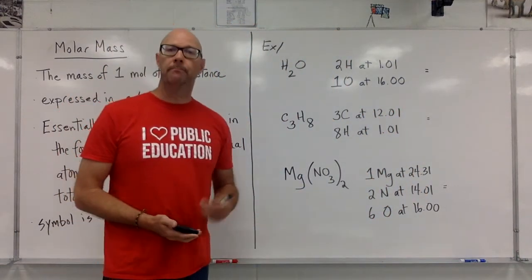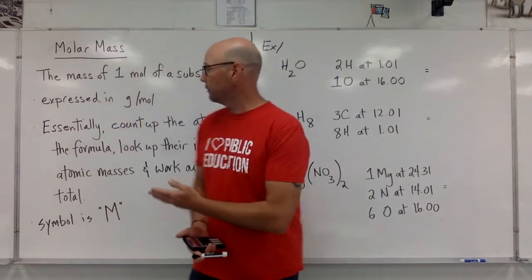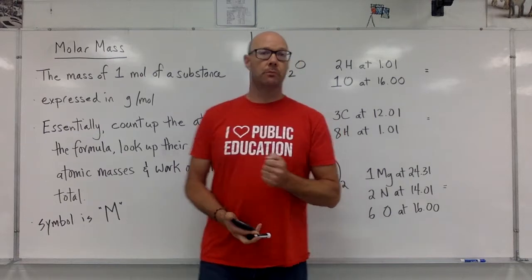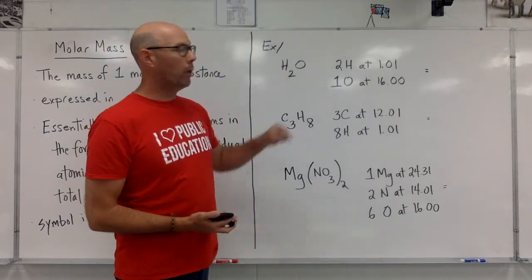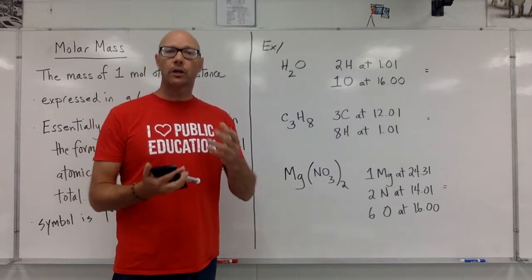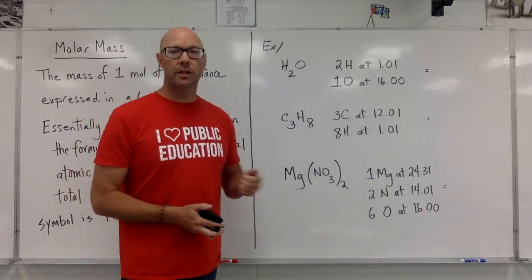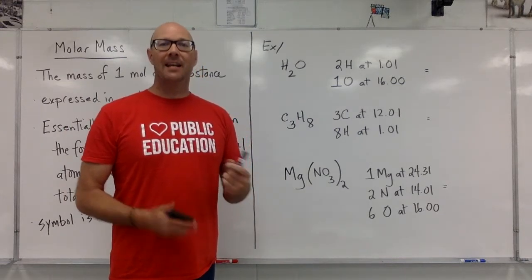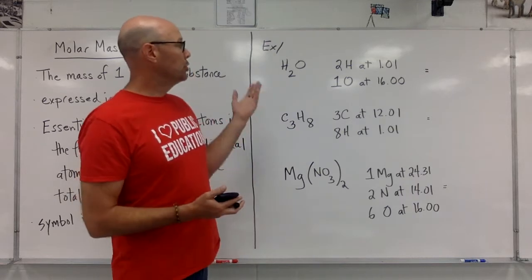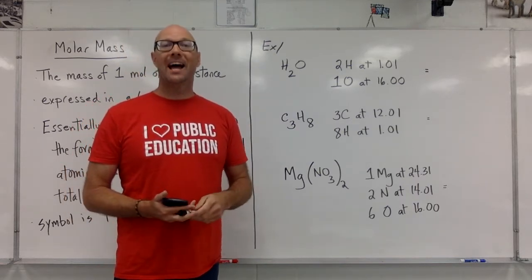First one is water, H2O. When I look at that formula, I need to be able to count up the atoms. H2O, no brainer, it has 2 hydrogens and 1 oxygen. Then I look up the individual atomic masses in the data booklet. Hydrogen is 1.01 and oxygen is 16. Now I need to just add all those up. 2 hydrogens, 1.01 each, 1 oxygen at 16.